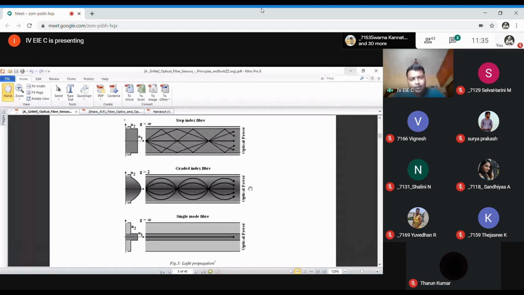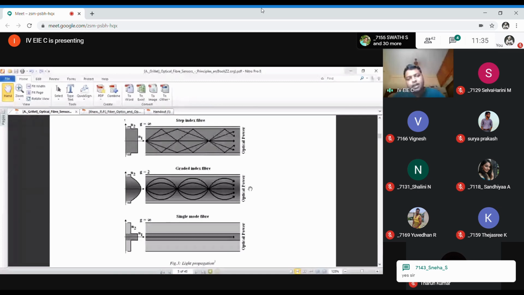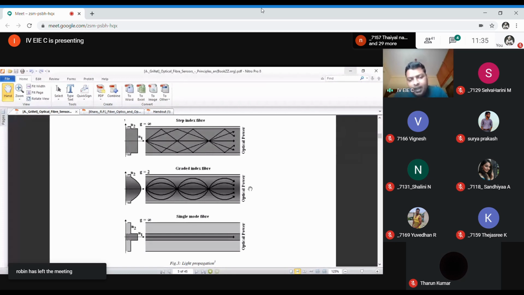So in a step index fiber, look at how the light rays travel. The common thing in all three is that the light ray which travels through the axis doesn't undergo any reflection or refraction at all. It travels simply in a straight line. Clear? In all three diagrams, the light ray along the axis travels in a straight line. Apart from that, how do the other light rays with different acceptance angles or incident angles travel? That is what we are going to see next.